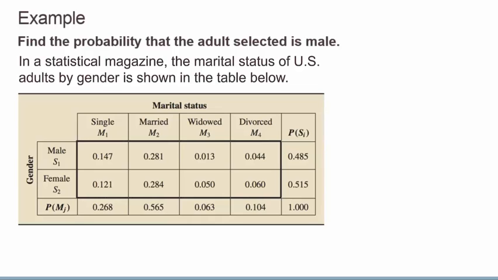Continuing with our example, we want to find the probability that the adult selected is male. We start with P(male), and we look at our total for the row male, which is 0.485.